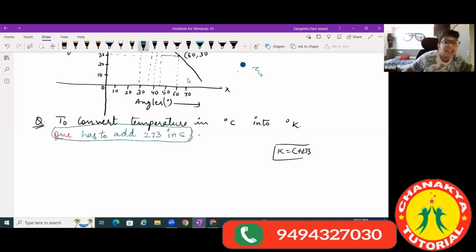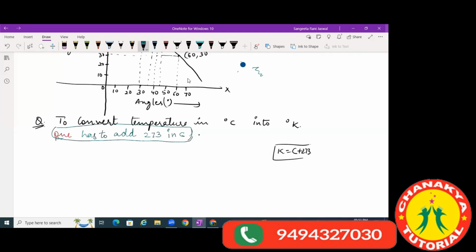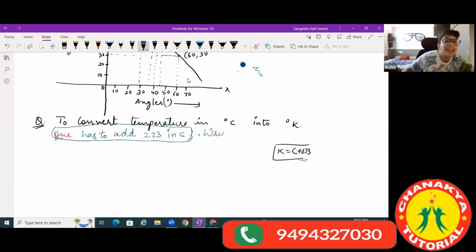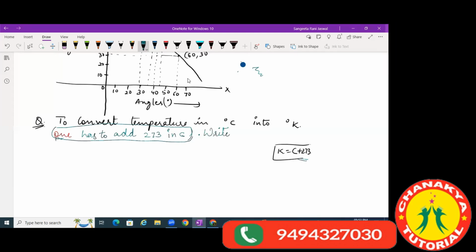Ma'am, did they give us a hint for this question? This is the hint which is given: to convert degree Celsius to degree Kelvin, one has to add 273. So this I've already told you. Ma'am, we don't get hints during exams, right? No way, you don't get hints.